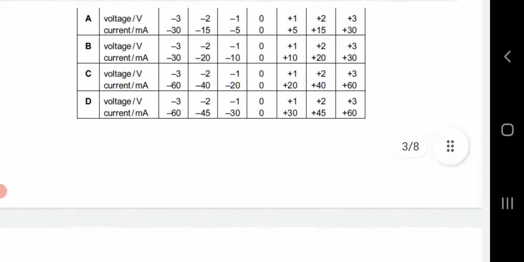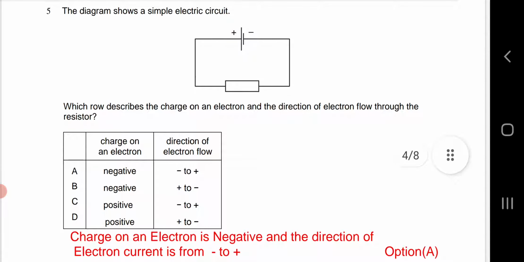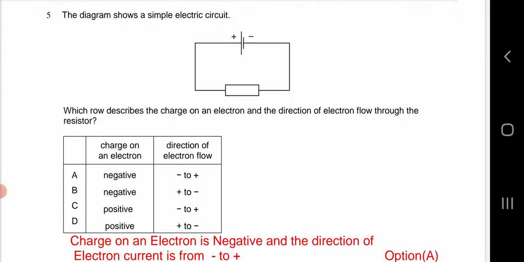Okay. Question number 5. The diagram shows a simple electric circuit. Which row describes the charge on an electron and the direction of electron flow through the resistor? The charge on an electron is negative and the electronic current flows from the negative terminal of the battery to the positive terminal of the battery. So option A.